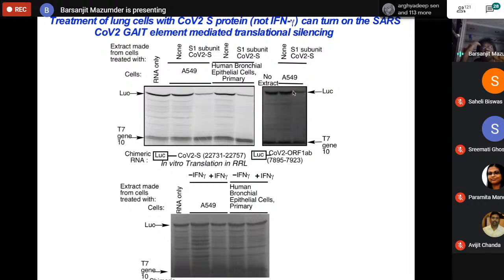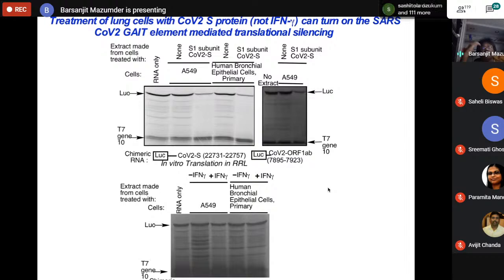We can repeat that experiment using another human lung cell line, A549 cell. But most interestingly, this activity we can turn on only by treatment with CoV2 S protein, but not with interferon gamma. Because if you treat with interferon gamma, we cannot inhibit translation.